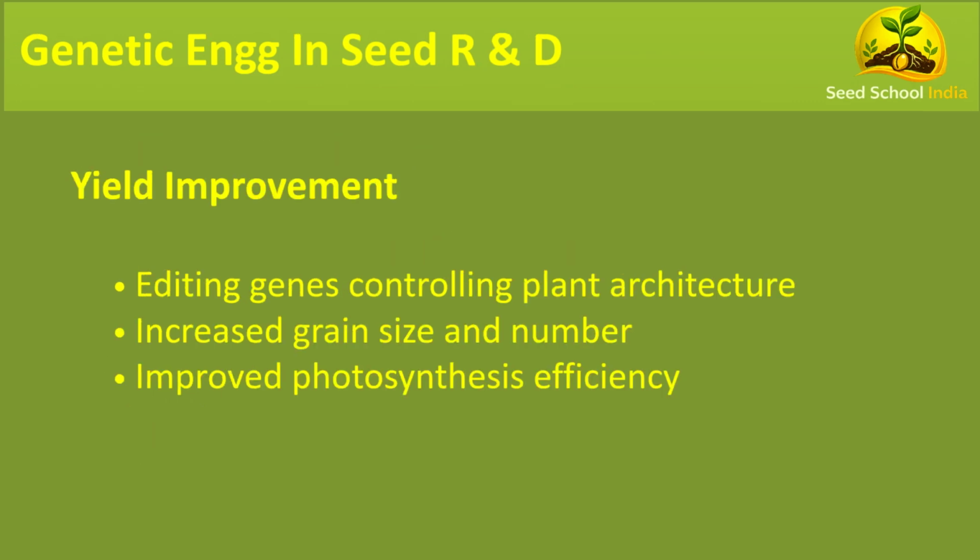Improving crop yield is a major goal of plant breeding. Genome editing allows modification of genes controlling plant growth, architecture, and photosynthesis efficiency. This leads to increased productivity and better resource utilization.